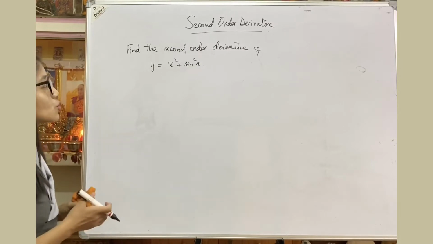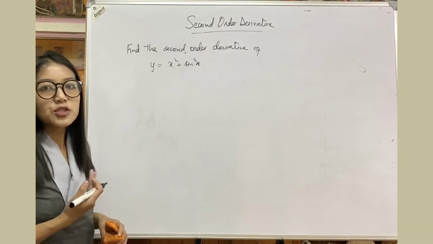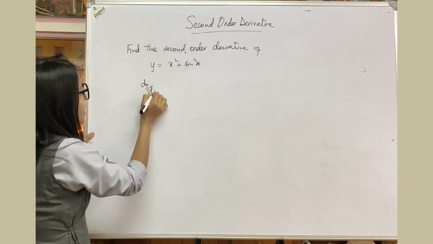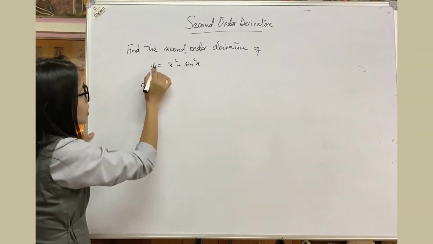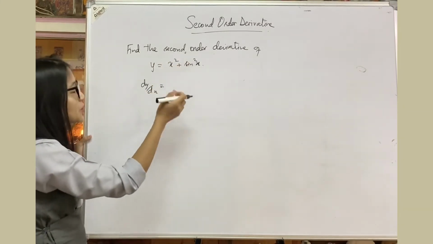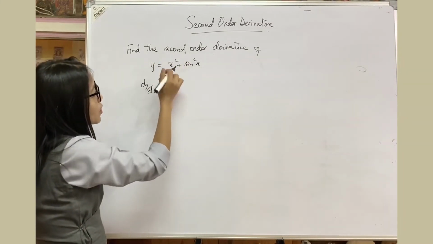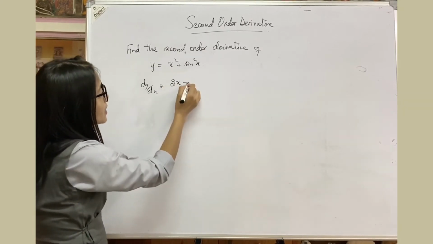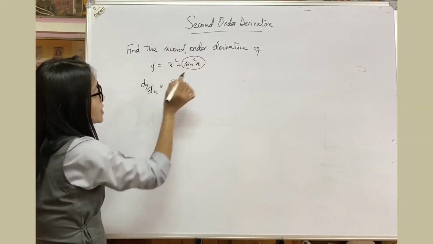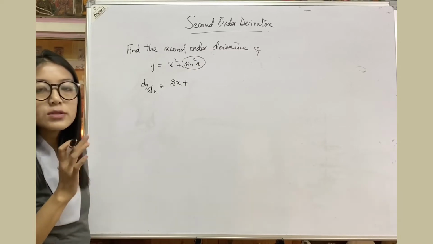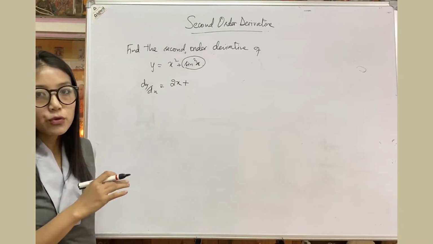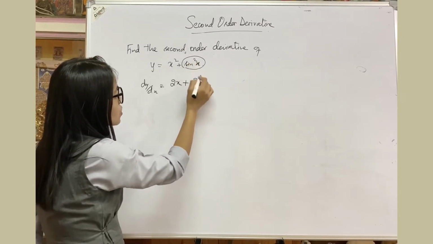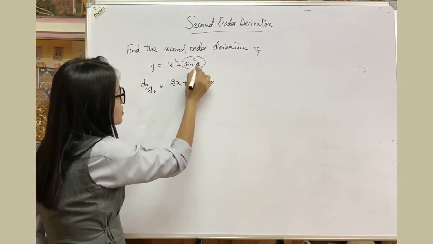To find the second order derivative, first you need to find the first order derivative. So dy by dx is equals to, now this is an explicit function, so term by term you can differentiate. The derivative of x squared is 2x, plus now we need to differentiate sine x whole square. You need to apply the chain rule here. Sine x whole square means first you differentiate as a whole, so that is 2 into sine x.